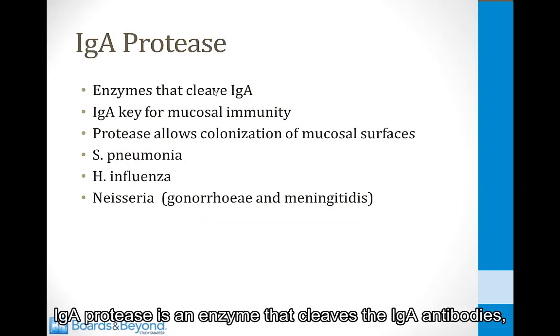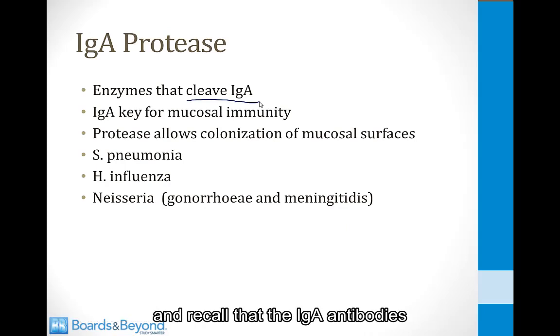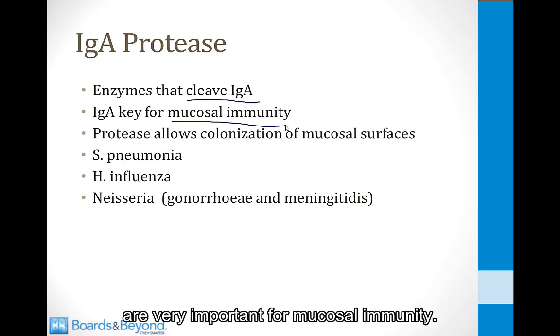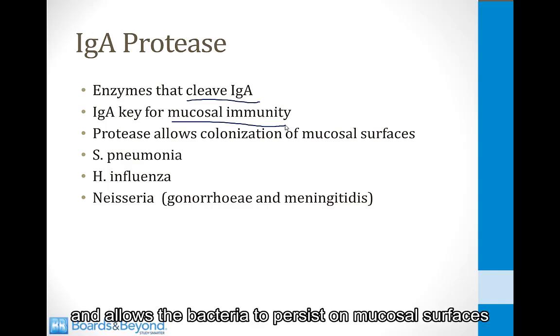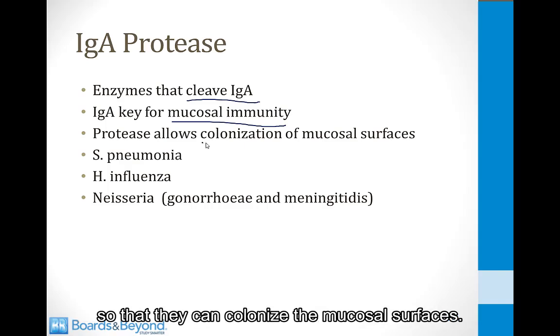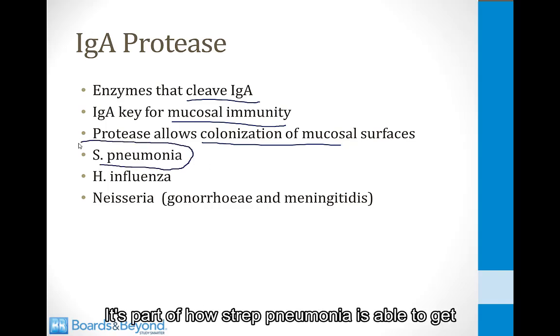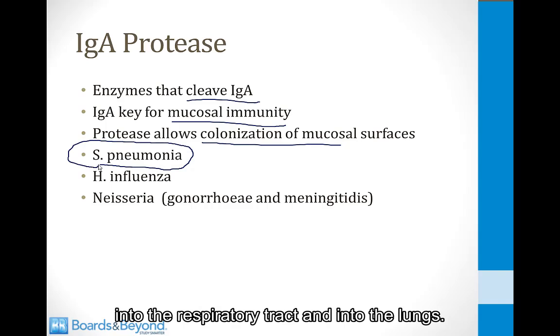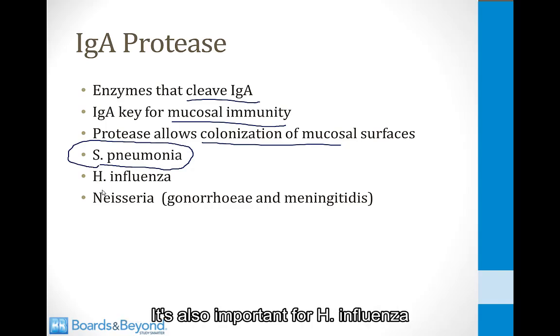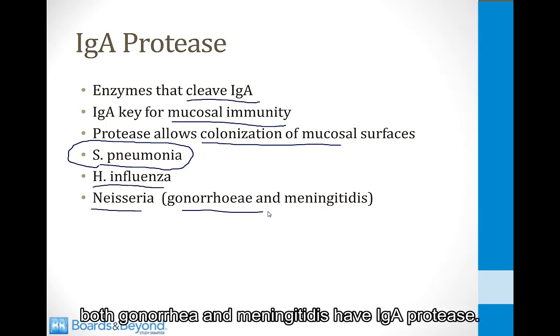IgA protease is an enzyme that cleaves the IgA antibodies, and recall that IgA antibodies are very important for mucosal immunity. So this protease cleaves those antibodies and allows the bacteria to persist on mucosal surfaces so that they can colonize them. This is a very important virulence factor for strep pneumo. It's part of how strep pneumo is able to get into the respiratory tract and into the lungs. It's also important for H. influenza, and it's also important for Neisseria. Both gonorrhea and meningitis have IgA protease.